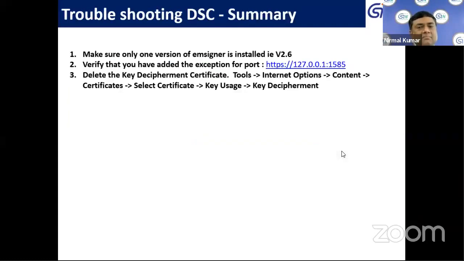At the end, I would like to give you three tips about the issues faced in signing: run the EM signer in administrator mode. Verify that you have added the exception for 127.0.0.1, the 1585 port. Delete the key encipherment certificate by going to the tools, internet options, content, certificate, select the certificate, key usage, and delete the key encipherment.